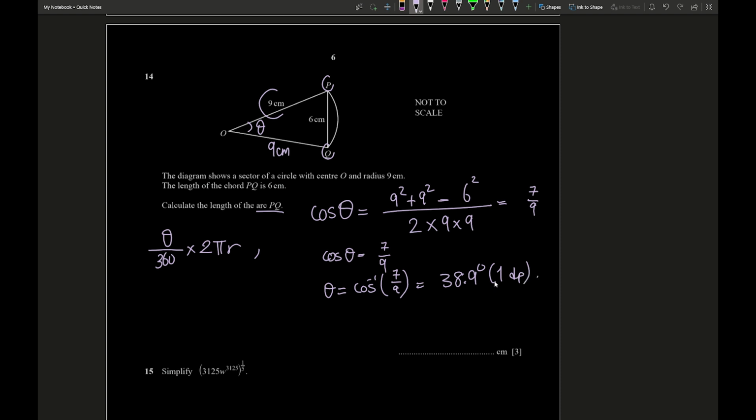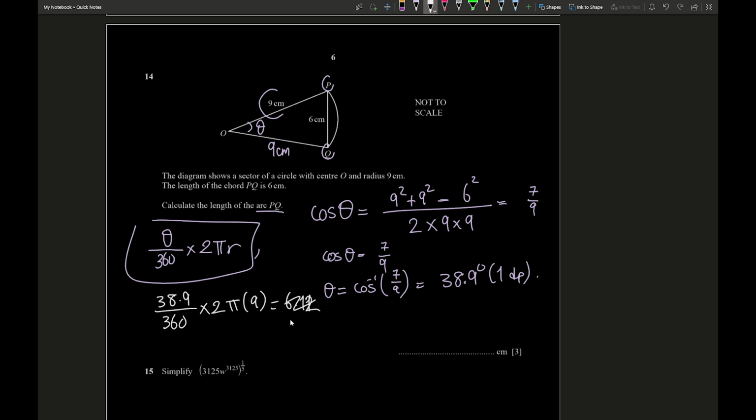Alright, now we found theta, and you can just find the arc length using this equation right here. So theta, which is 38.9. Make sure to store your value of theta, by the way. So 38.9 divided by 360 multiplied by 2 pi times r, which is 9 centimeters. This would give you an answer of 6.12, rounded to 2 decimal places.